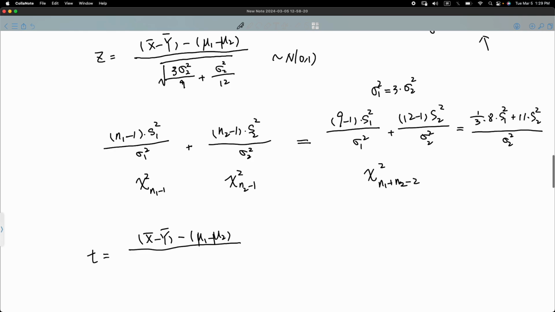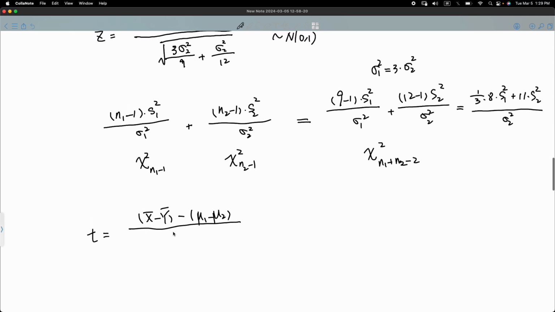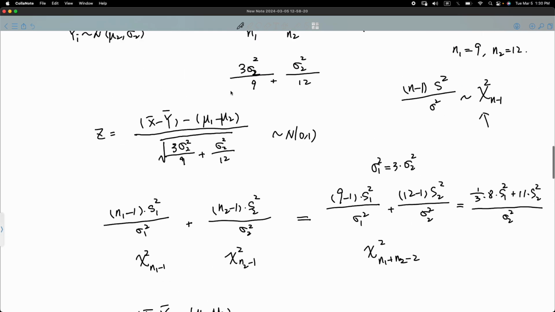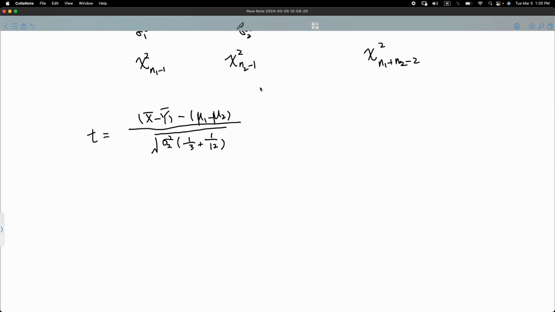over, let's see if we can further simplify that. So here I'm just going to group it in the one over 3 plus 1 over 12, and then taking the square root. So I'm just grouping the denominator here to write it in a more, say, compact form.